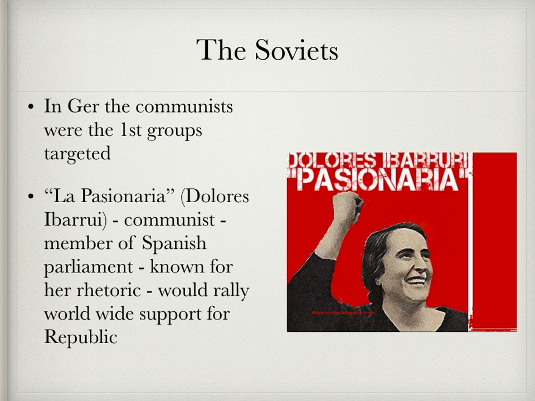Now in Spain, we had what was known as La Pasionaria, Dolores Ibárruri. She is a communist member of the Spanish Parliament. Her rhetoric rallied worldwide support for the Republic. And it's really going to be communists who feel this call and will travel to Spain. A lot of volunteers from other countries with communist leanings will travel to Spain. They will hear this cry from La Pasionaria to travel to Spain and pick up arms and fight for the Republic.